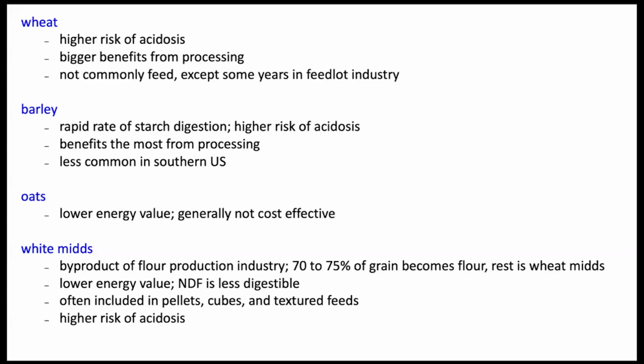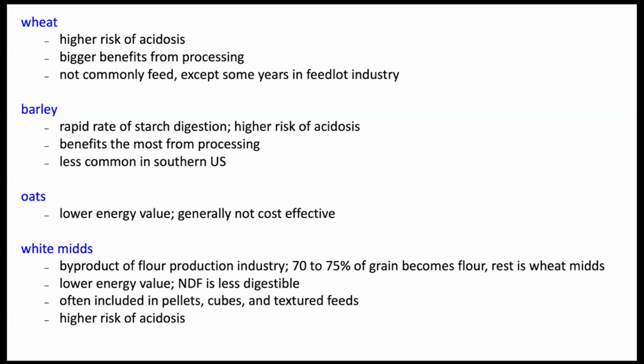The rate of starch digestion is real fast compared to other cereal grains, and so that makes it a higher risk of acidosis. It does have to be processed, and you'll see what happens to TDN if we don't process it. Like I said, it's just not very common in the southern United States, but some feed stores do carry barley in 50-pound sacks because people think they need it for show steers. You don't. Oats is one that has a lower energy value.